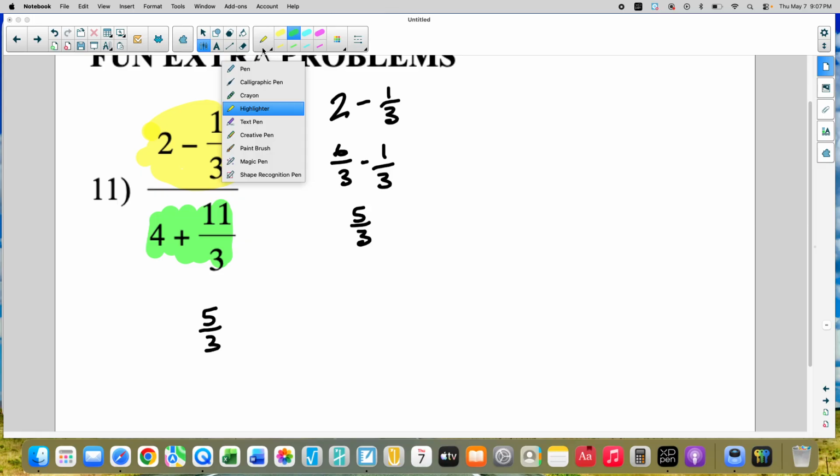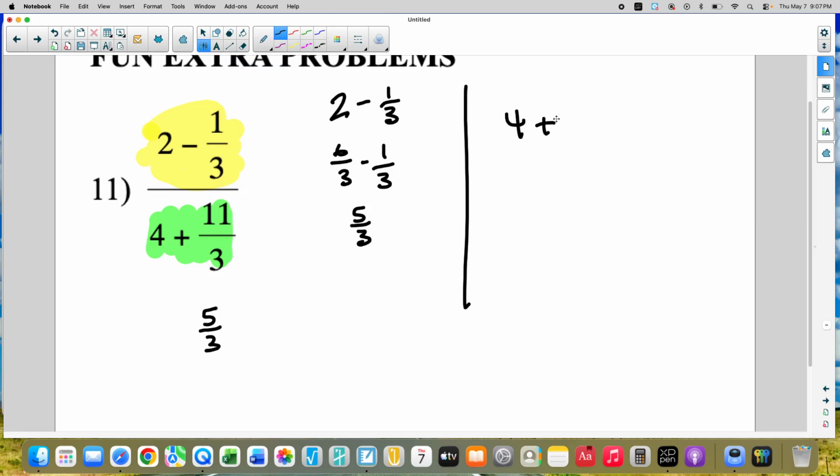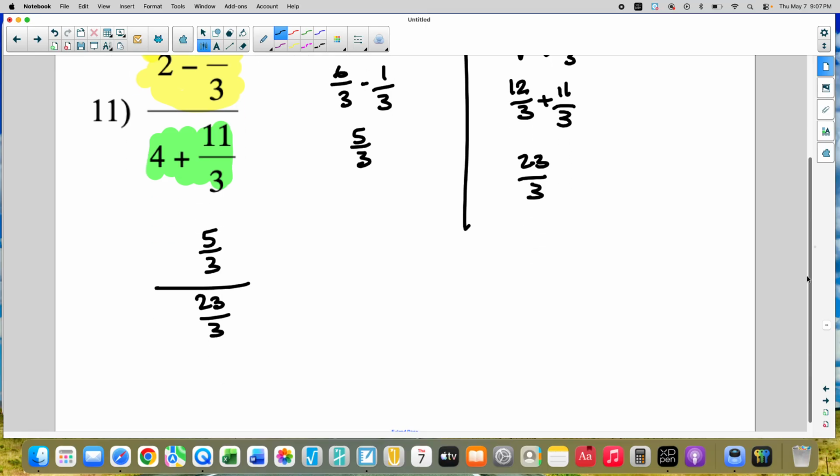Okay, so if we simplify that, that is 4 plus 11 thirds. And 4 in thirds is going to be 12 thirds. That's equivalent to 4 plus 11 thirds, which is 23 thirds. And that's our division. So division right here, that's this. And then we have 23 thirds. Now, a lot of people stopped here. And this is division. So we can convert this to 5 thirds divided by 23 thirds.